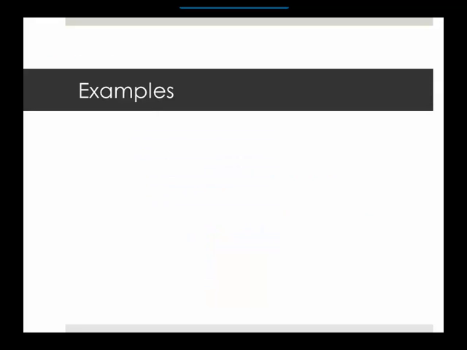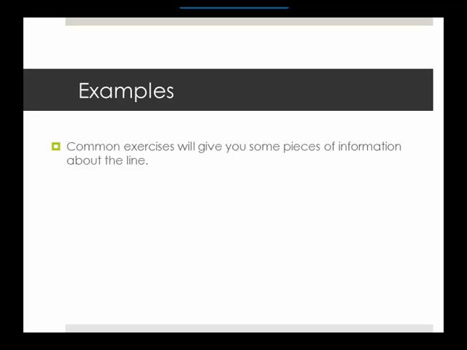Examples are good ways to embed the learning. Common exercises will give you some pieces of information about the line. How do you then complete the equation? Simply by plugging in the values given.